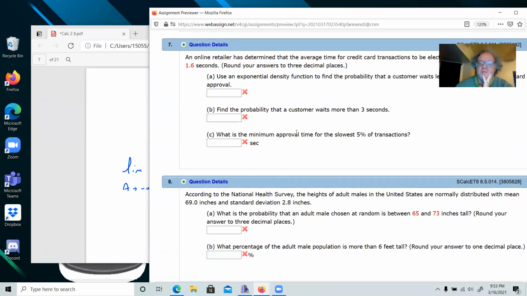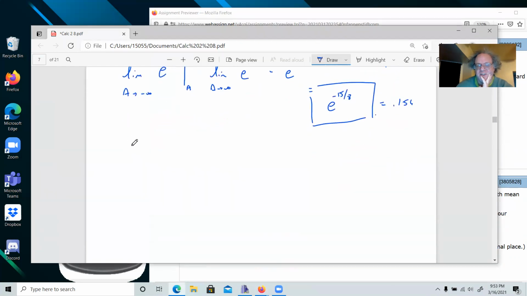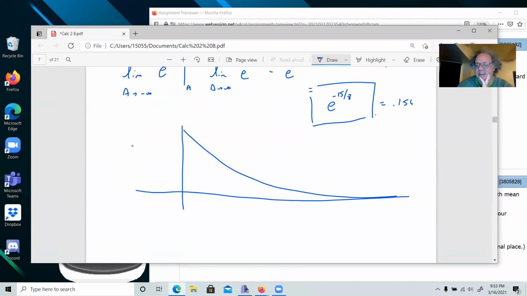What is the minimum approval time for the slowest 5% of transactions? All right. So we have an exponential distribution that looks something like that. What we're looking for is the probability, which is the area under the curve. So the slowest 5% of transactions is going to be this 0.05 sitting over here. And we need to know what value that is, so that all of this is only going to be 5%.